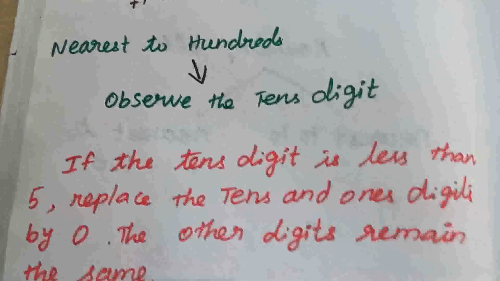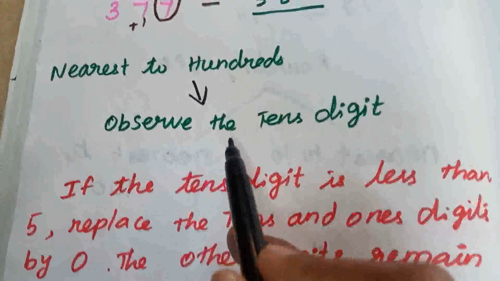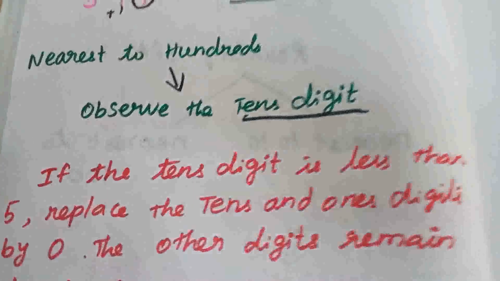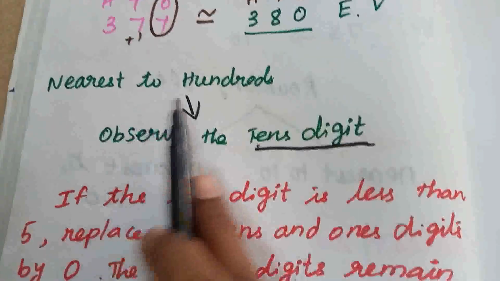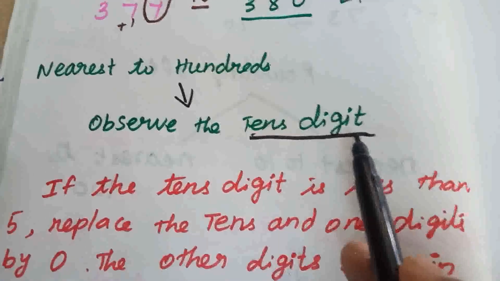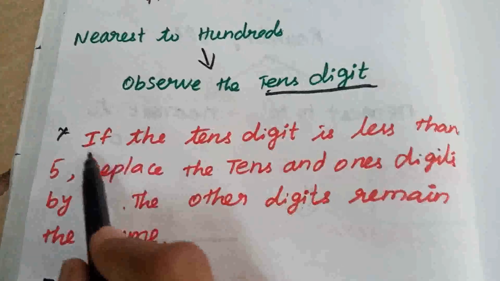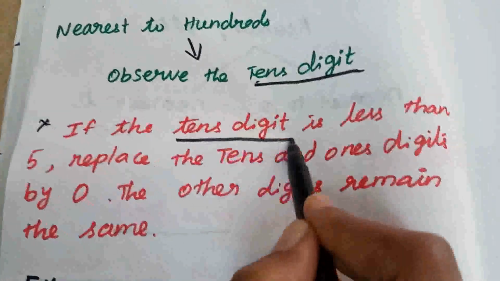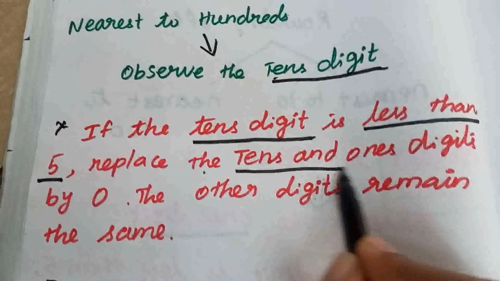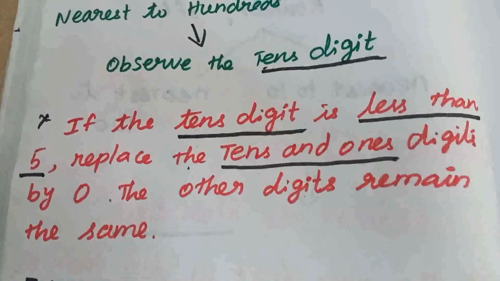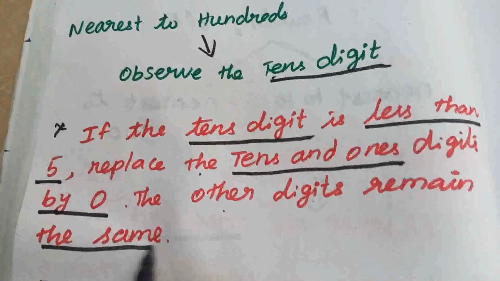Okay. So the next topic is nearest to 100. Nearest to 100 means you have to observe the tens digit. In the previous one, nearest to tens means you observe the ones digit, but here nearest to 100 means you have to observe the tens place. This is the first condition for nearest to 100. If the tens digit is less than 5, both the tens and ones places are replaced by 0, and the remaining digits you write as it is.